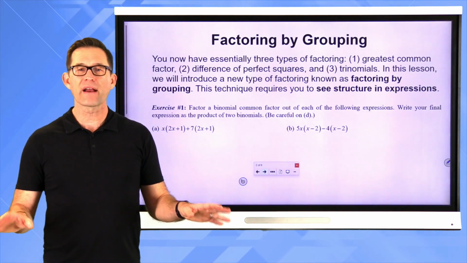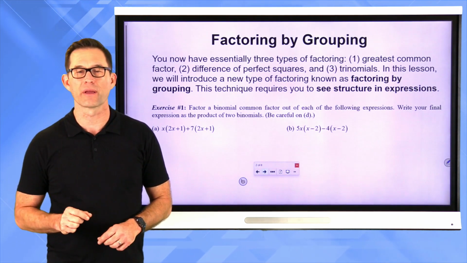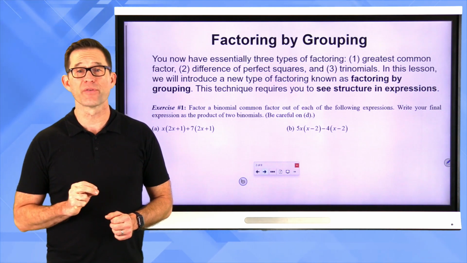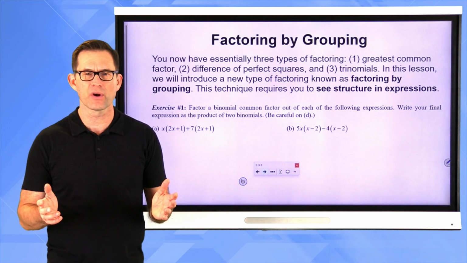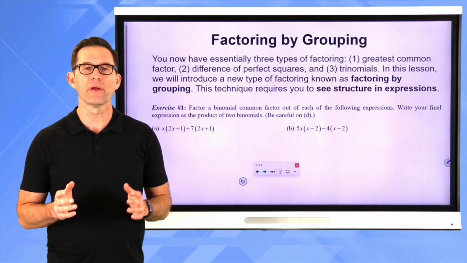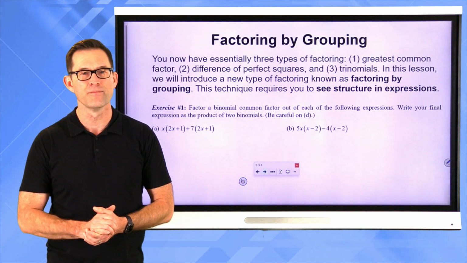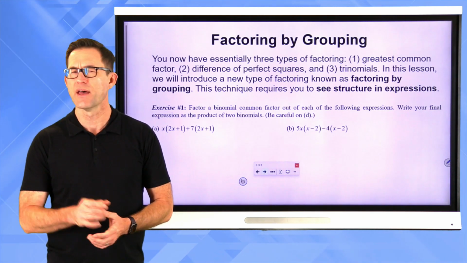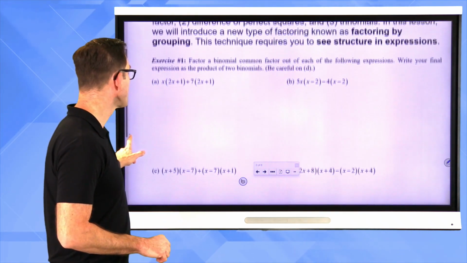All right, factoring by grouping. You now have essentially three types of factoring. One, greatest common factor. Two, the difference of perfect squares, and three, trinomials. Granted, simple trinomials, but trinomials. In this lesson, we will introduce a new type of factoring known as factoring by grouping. This technique requires that you see structure in expressions, and I'll explain what that means in a moment. Let's dive right into it in exercise number 1.